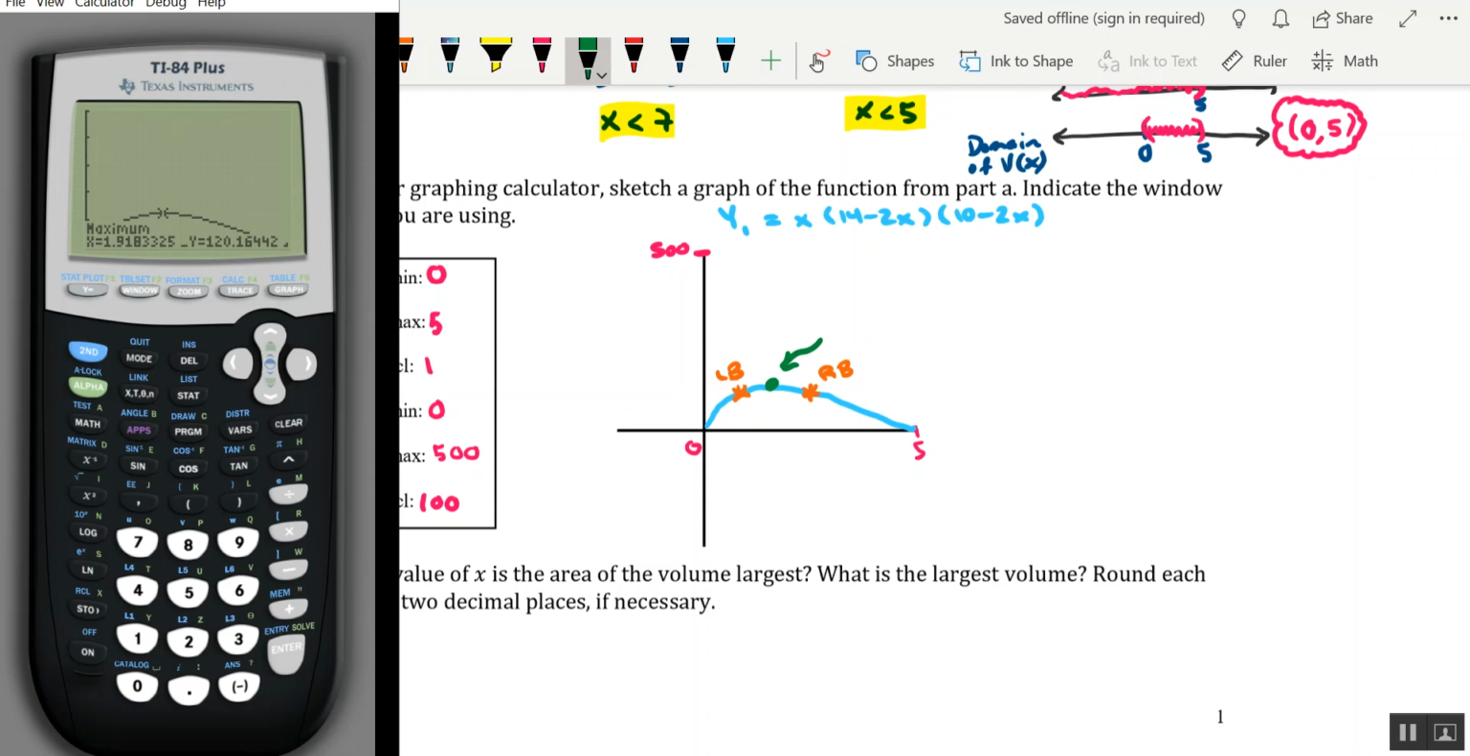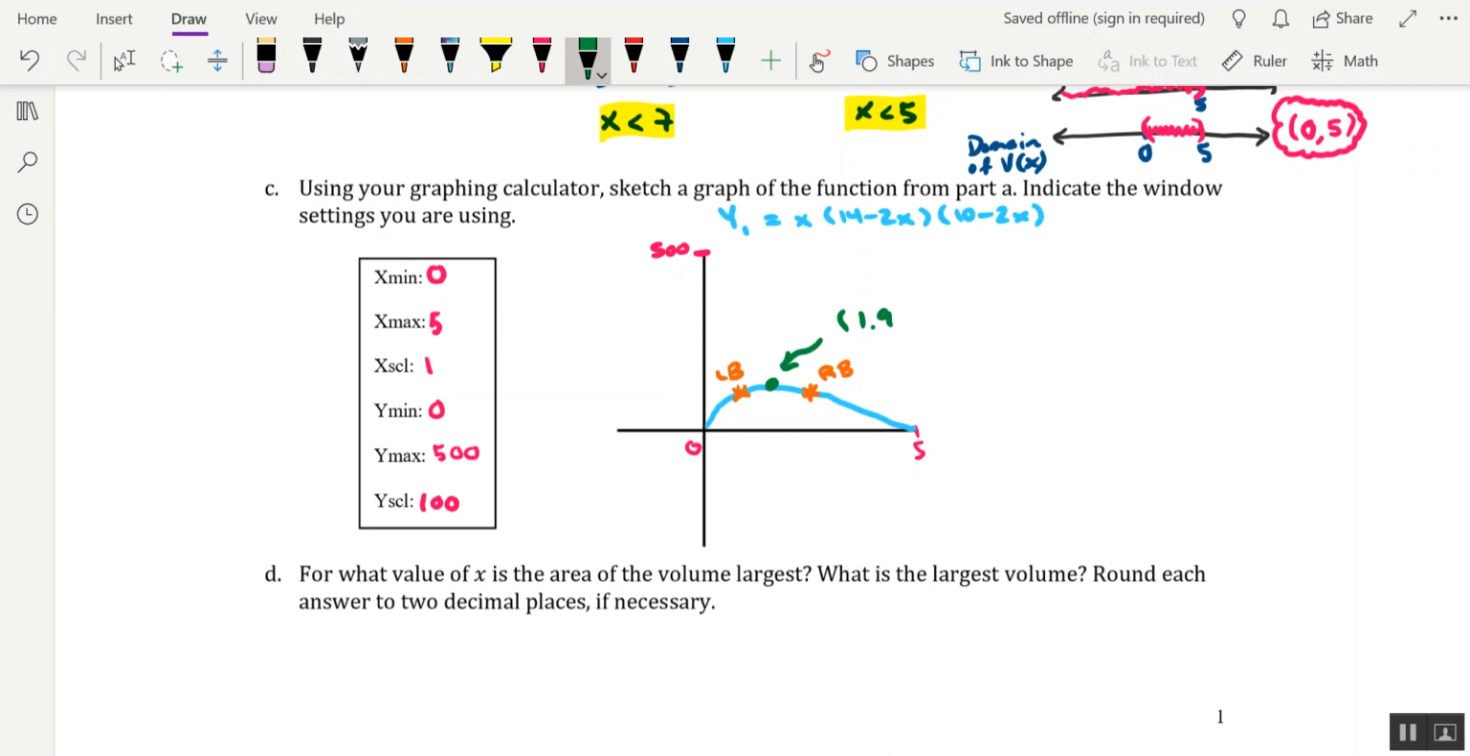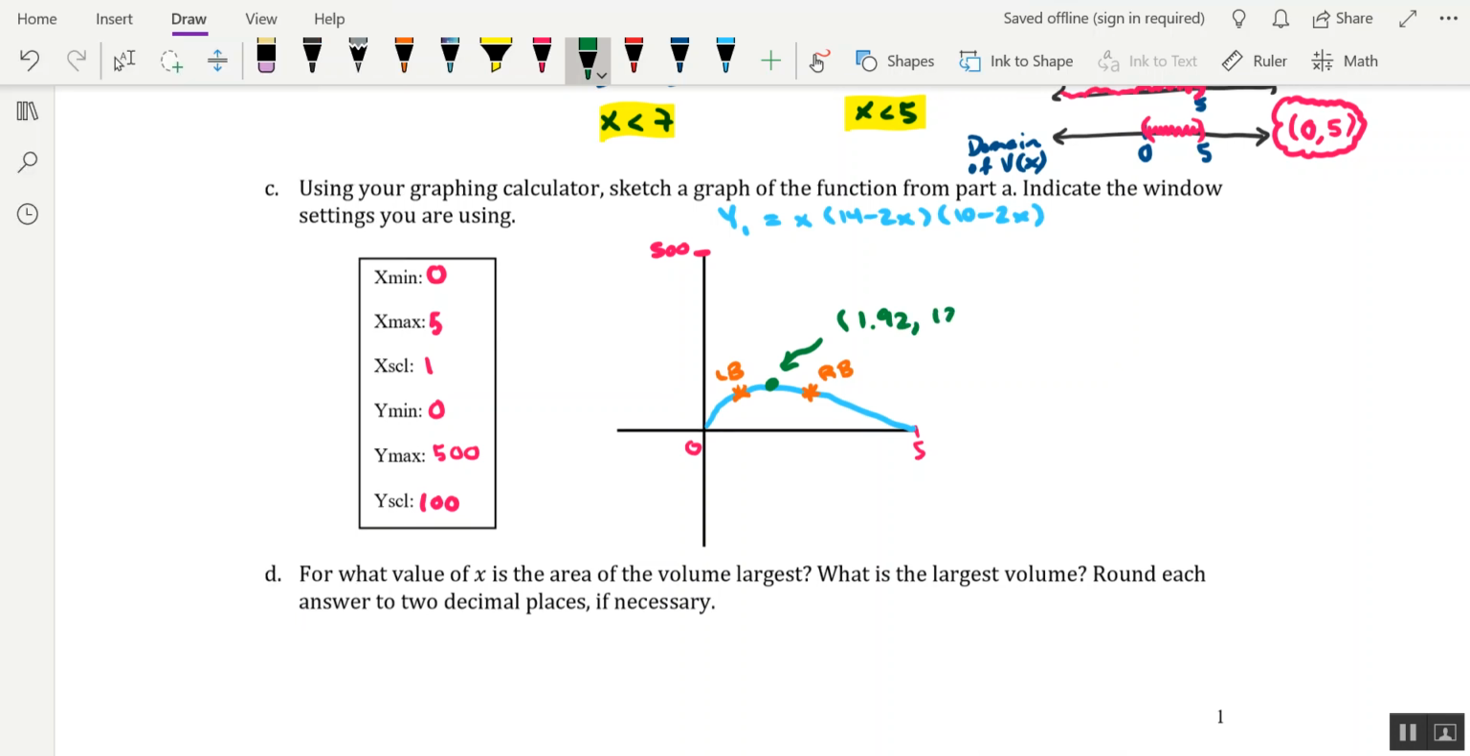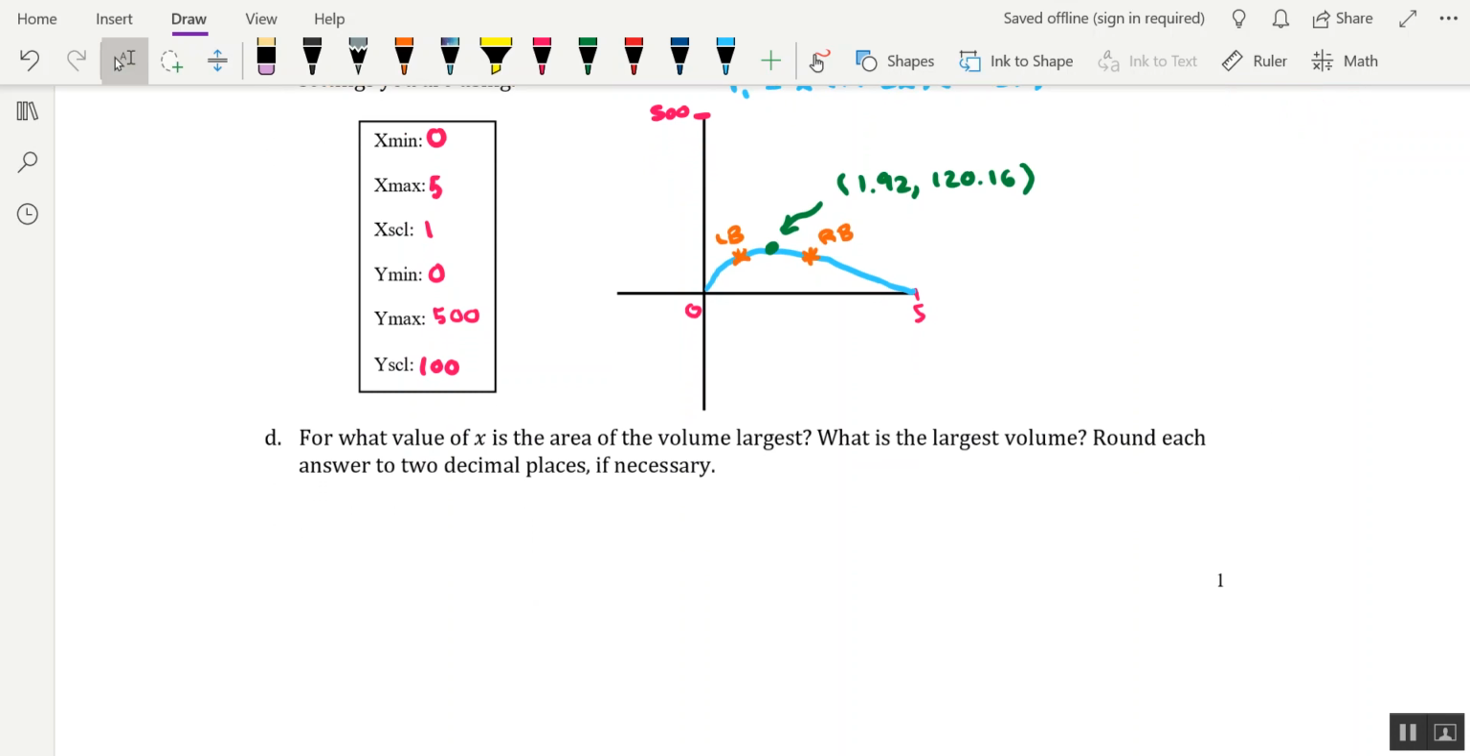Rounding to 2 decimal places, we're looking at 1.92 as the x value. And then 120.16 as the y value. So to answer the first question, the square needs to be approximately a 1.92 inch by 1.92 inch square. That'd definitely be something difficult to just guess off the top of your head.